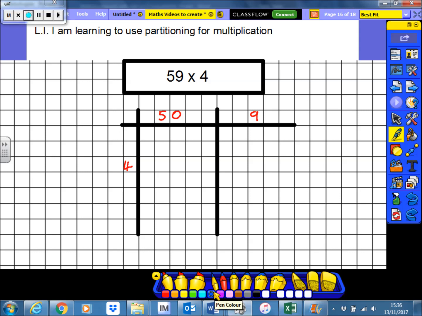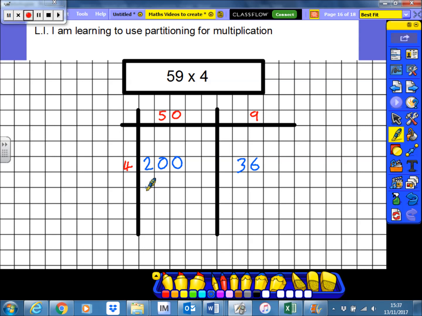So I'm going to change color to actually do my calculations. We'll start with the easiest quadrant, which would be this one here. All I do is multiply these two numbers together. So 4 times 9, the answer is 36. Okay, so I've got 36 in that quadrant. Next, I'm going to do 4 times 50. Now, you might be thinking, I don't really know how to do 4 times 50 easily. However, it is exactly the same as doing 4 times 5, but the answer is going to be 10 times bigger, because 50 is 10 times bigger than 5 is. So the answer to 4 times 5 is 20, so the answer to 4 times 50 is 200. So there we go, 4 times 50, 200.